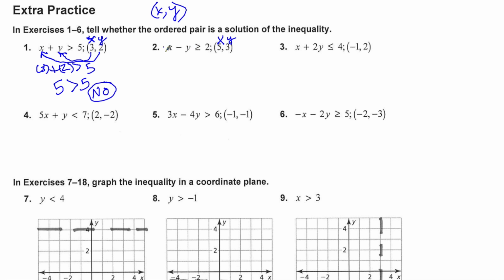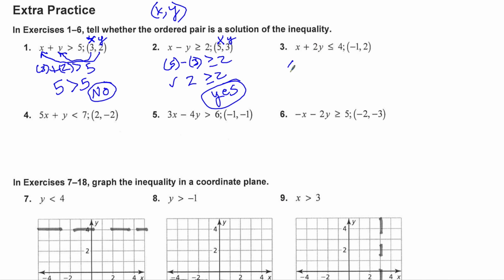X and y. So we're going to plug that in. 5 minus 3 is greater than or equal to 2. 5 minus 3 is 2. Is 2 greater than or equal to 2? The answer is yes. So that means it is part of the solution, or it is a correct solution.